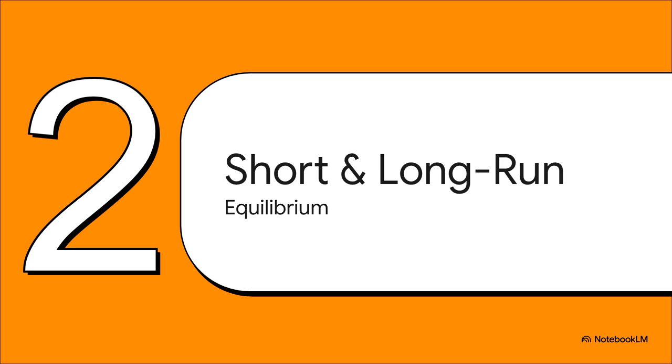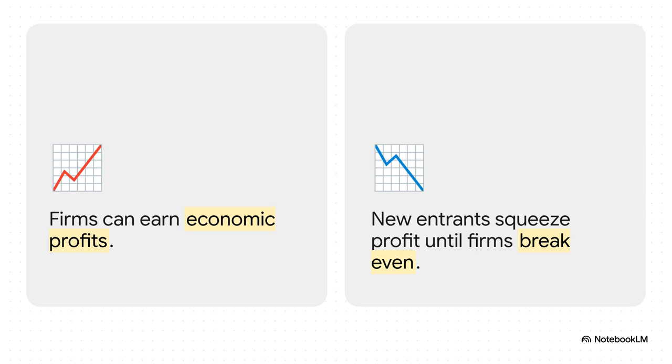Moving to Section 2, Short and Long-Run Equilibrium. Let's see how time acts as the ultimate tension builder in these markets. What happens today is almost never what happens tomorrow. There's a massive contrast between the short run and the long run in monopolistic competition. In the short run, a firm can introduce a great new feature, maybe a brand new scent of detergent, and earn some real economic profits. But as we know, success attracts a crowd.